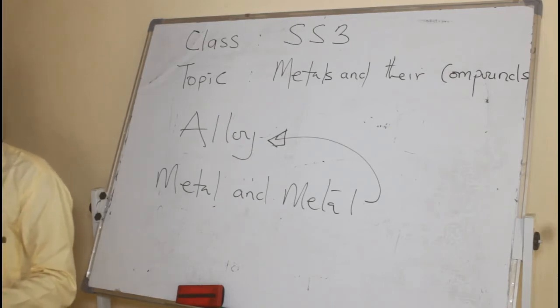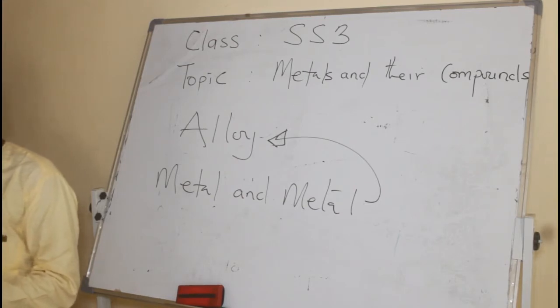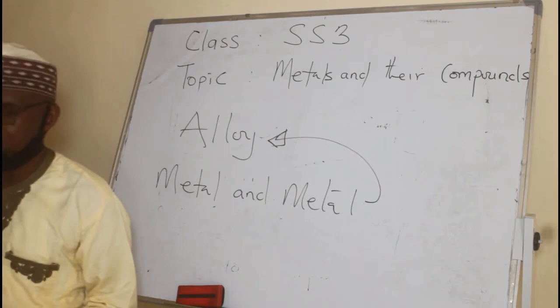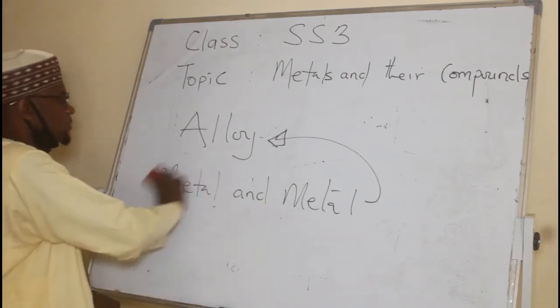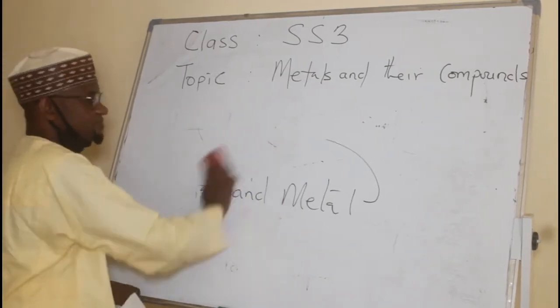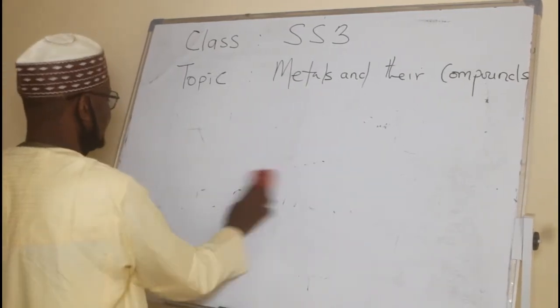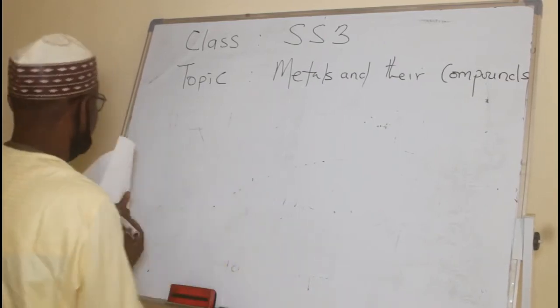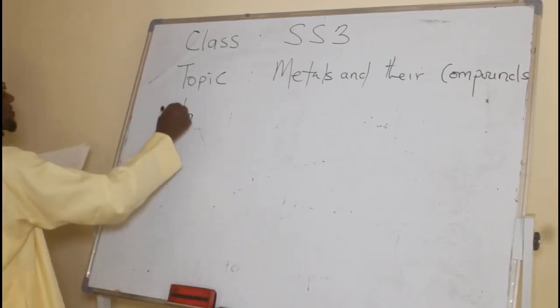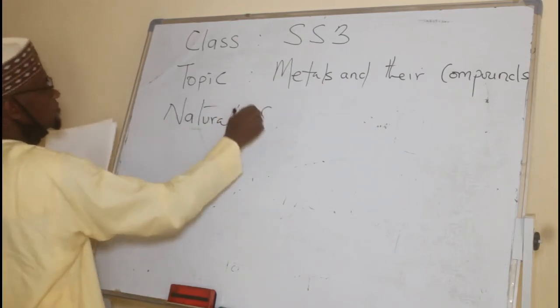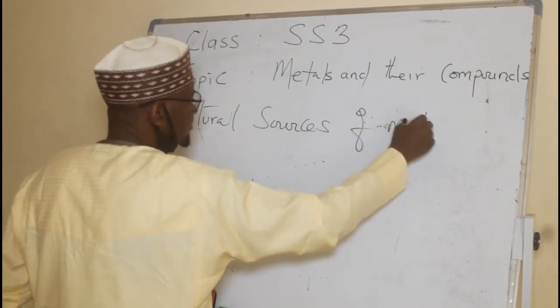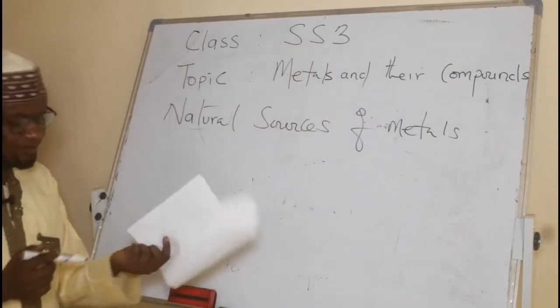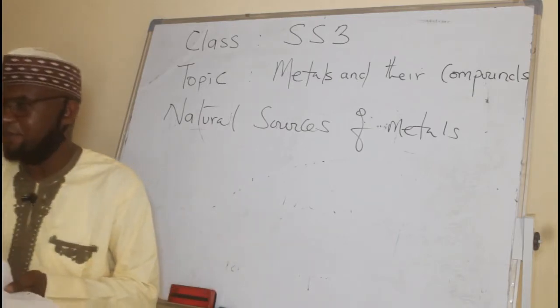So this is a brief introduction about metals, their common physical properties, and their common chemical properties. Now we are going to see what are the sources of these metals. We're going to see the natural sources of metals.